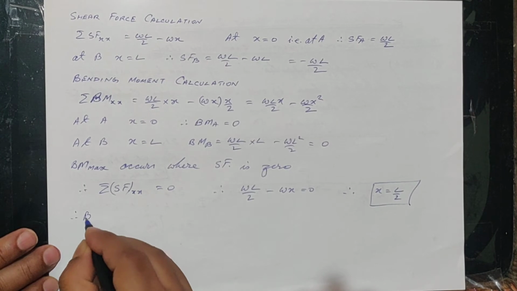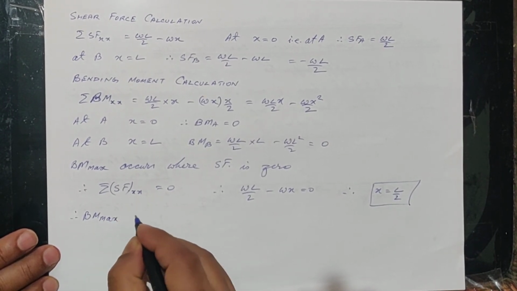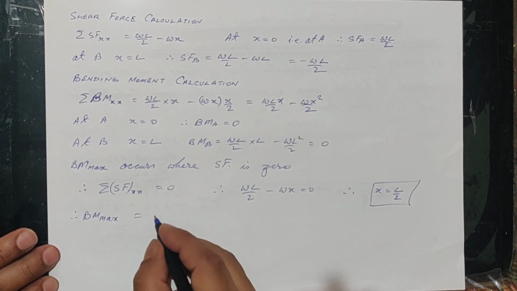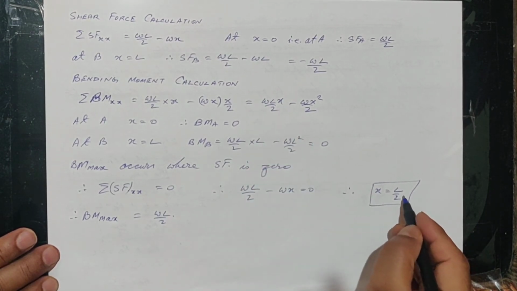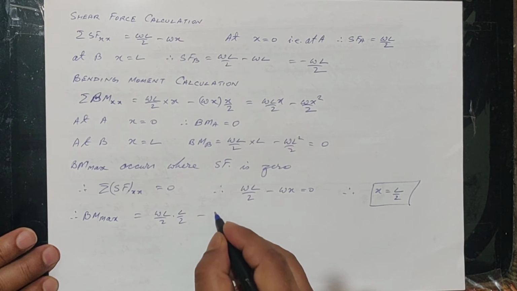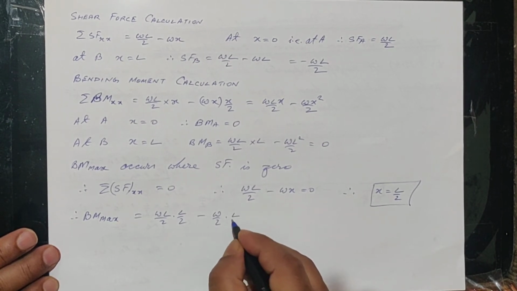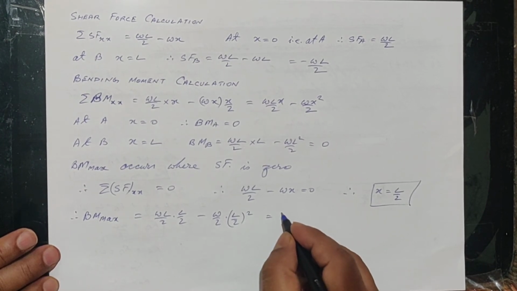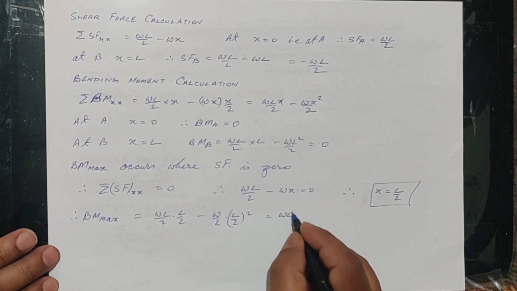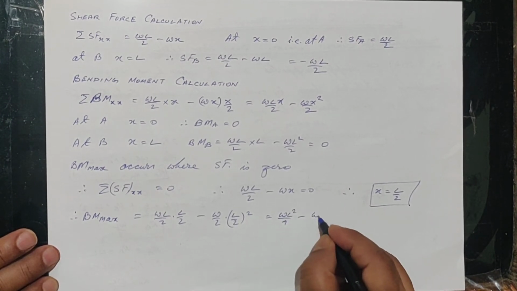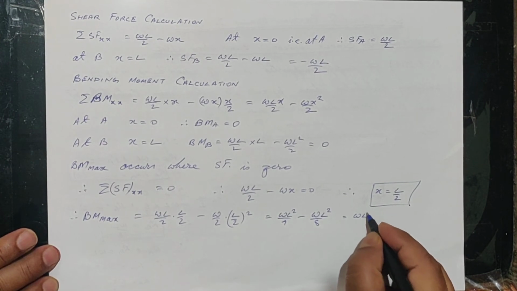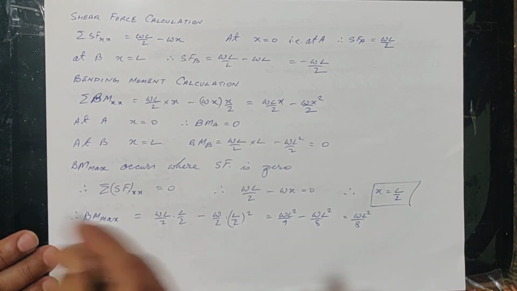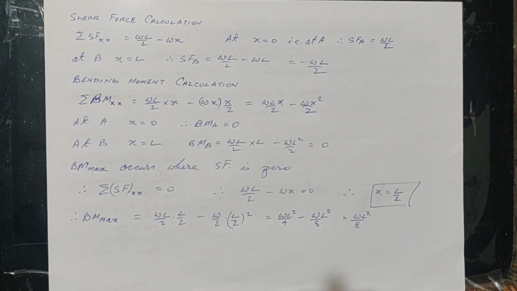So therefore BM max is equal to, we will put in this only, WL by 2 multiplied by, for X we put L by 2, minus W by 2 into L by 2 whole square, which is equal to WL square by 4 minus WL square by 8, which is equal to WL square by 8.